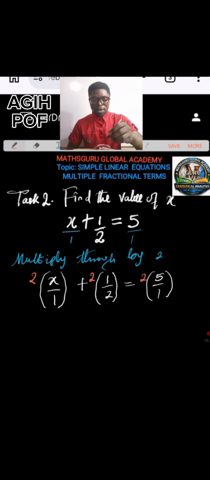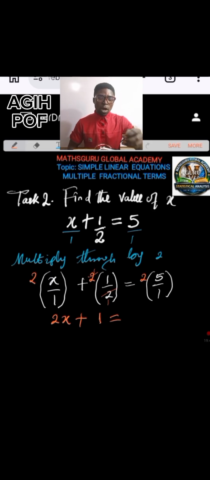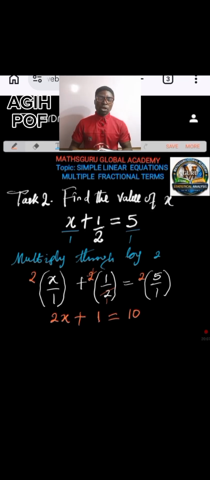2 times x divided by 1 is equal to 2x. Plus 2 times 1 divided by 2. Simply, we can say 2 here, 1; 2 here, 1. 1 times 1 is 1. Then equal to 2 times 5 divided by 1, which gives us 10. You can see anytime you multiply through by the LCM of the denominators of fractional equations, we are going to have a straight line equation.